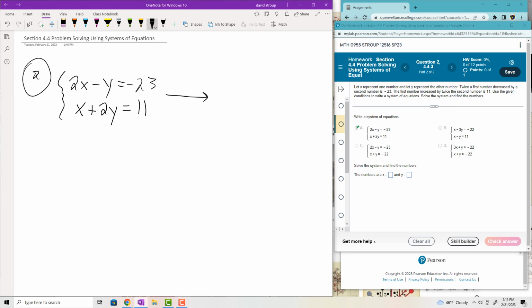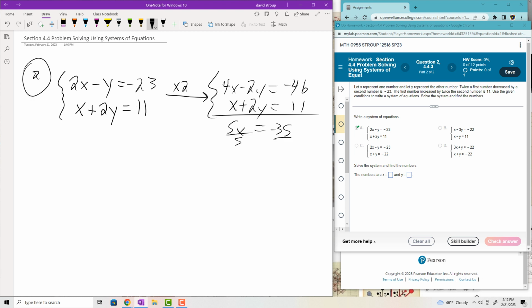So use whatever method you want. I think we can multiply the first one by 2. That'll make the y's go away. So we'll have 4x minus 2y is negative 46. And leave the second equation alone. Addition, the y's cancel. Negative 35, divide both sides by 5.